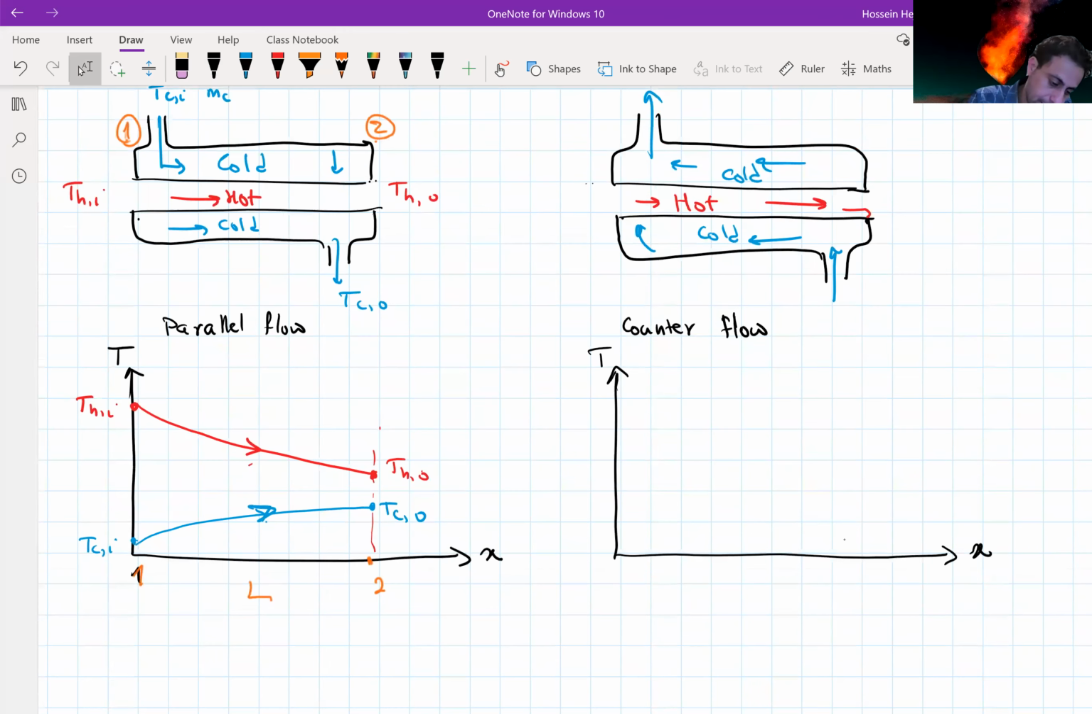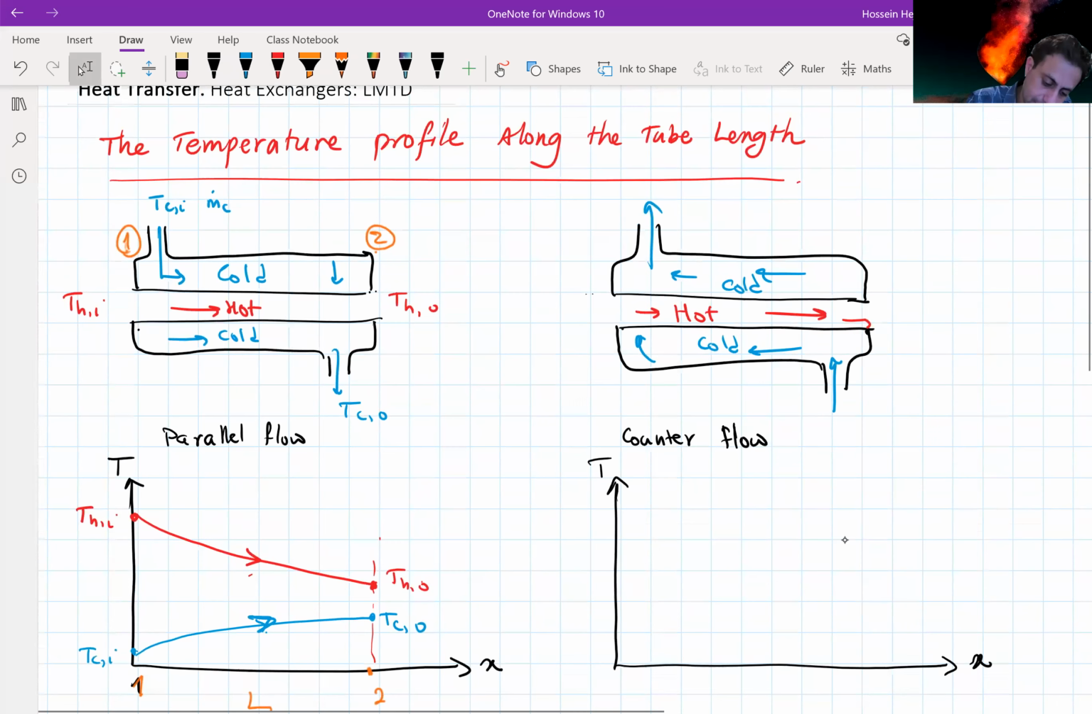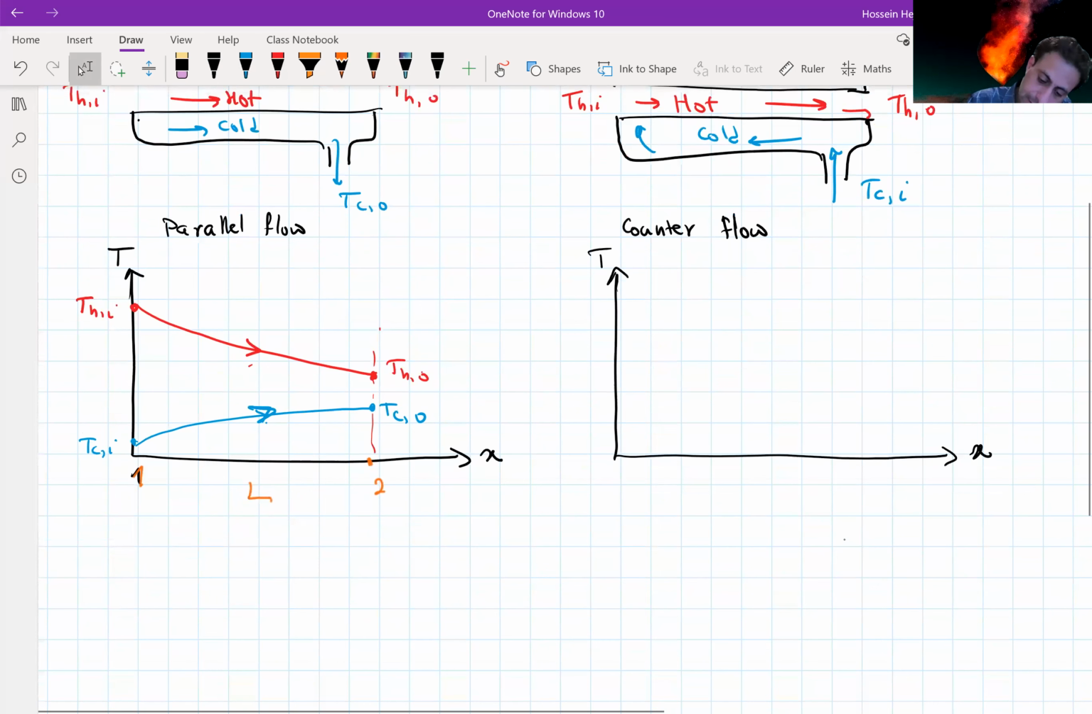X, and let's label that one. This is Th,i, Th,o, Tc,i, Tc,o, and this one is 1 and 2, and let's do the plotting for the length of that, 1 and L, and let's say this is point 2.